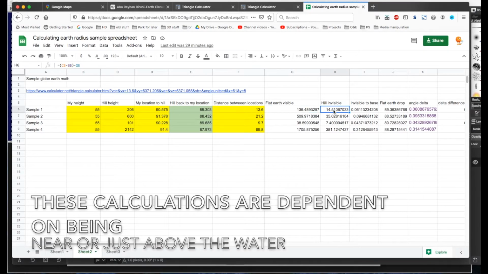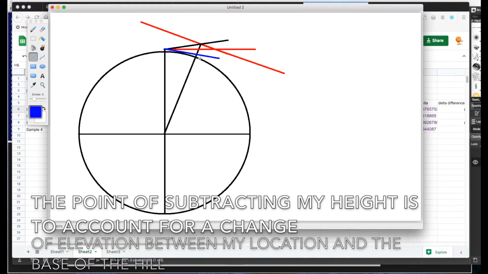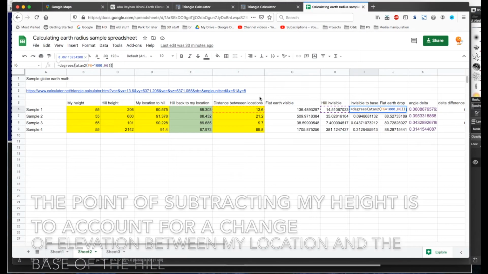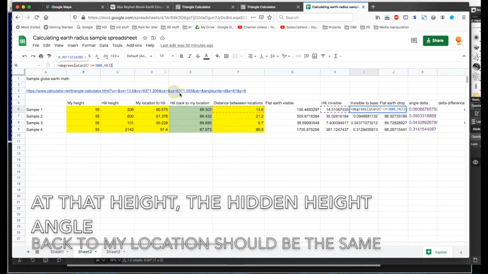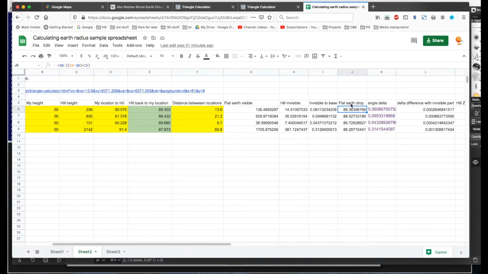How much of that hill was invisible? I subtracted my height from the hill height, and I subtracted from that the amount that was visible. That should have given me this height here. I then calculated the angle down from my horizontal, which should have taken me to the base, keeping in mind that the base, in quotes in this case, is at my height. That gave me an angle of 0.06113 degrees. If I assumed that the Earth was flat, then if I were to stand on that hill looking back at my location, this is what I would expect.